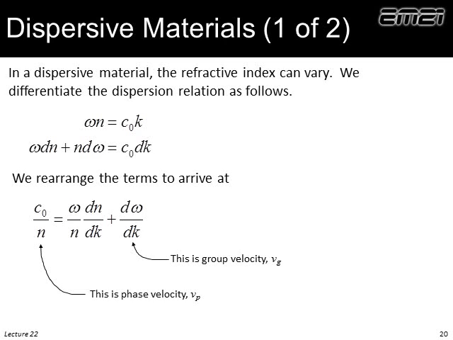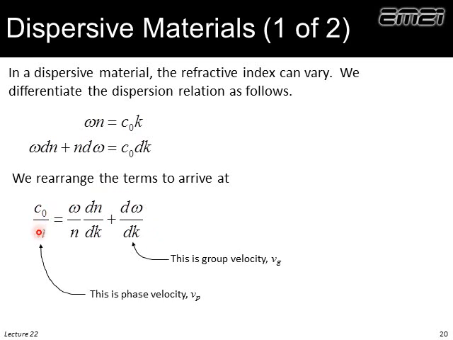Let's add dispersion. So this is our original dispersion relation. We will differentiate that because now, if we have dispersion, the refractive index is a function of frequency. So now we can differentiate it, and n is no longer a constant. When we differentiate the equation with respect to frequency, we get omega dn plus n d omega equals c naught dk. Now let's rearrange these terms, and here we are.